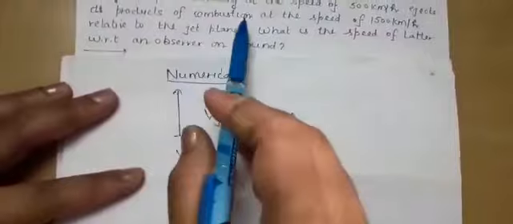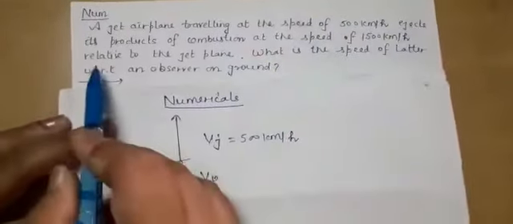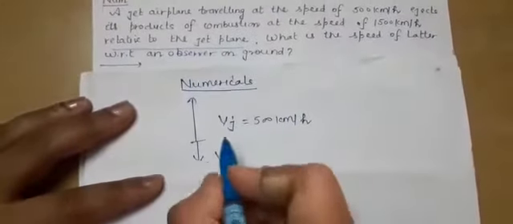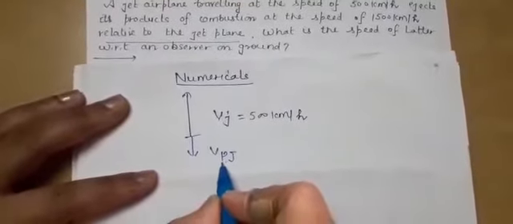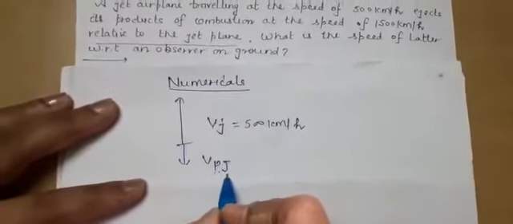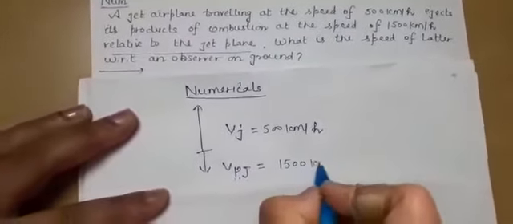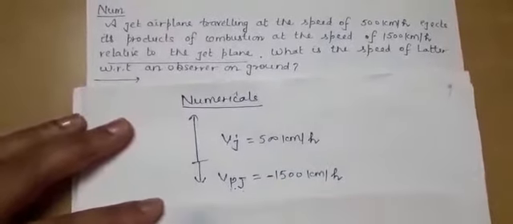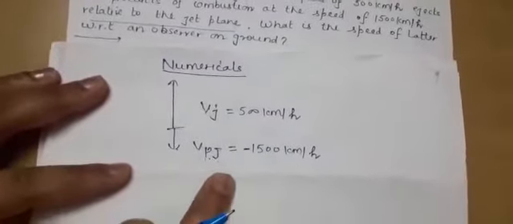Now what is given? Product of combustion at a speed of 1500 km per hour relative to the jet plane. This is a main point, relative to the jet plane. The velocity of the product of combustion with respect to the jet plane is given in the downward direction and its value is 1500 km per hour. So here this downward direction will be represented by a negative sign. If you understand this point, half the question is clear to you.